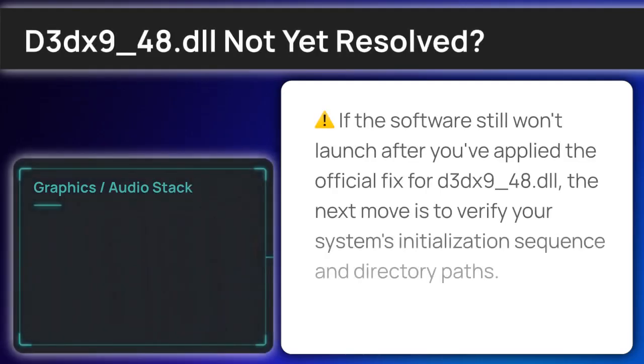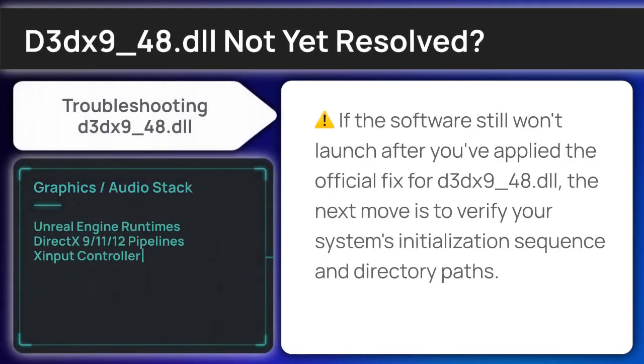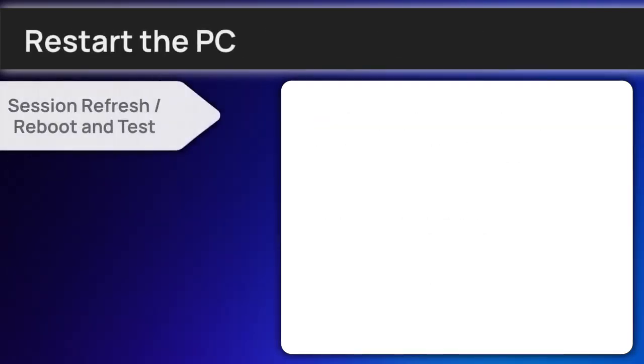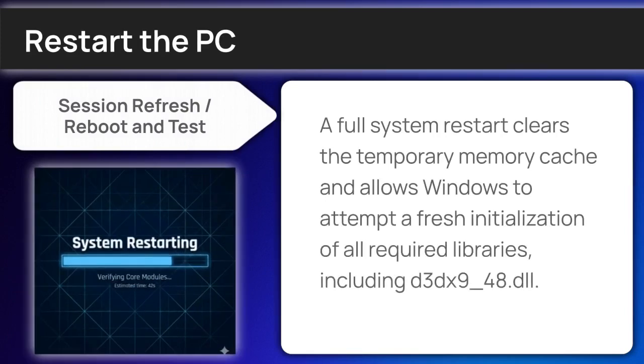When the primary installation path fails, a more surgical approach to checking your system's environmental variables is required. A full system restart clears the temporary memory cache and allows Windows to attempt a fresh initialization of all required libraries, including DirectX.